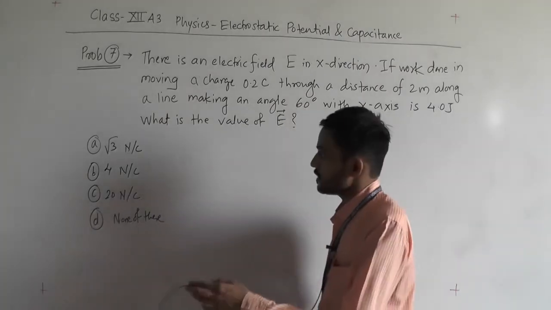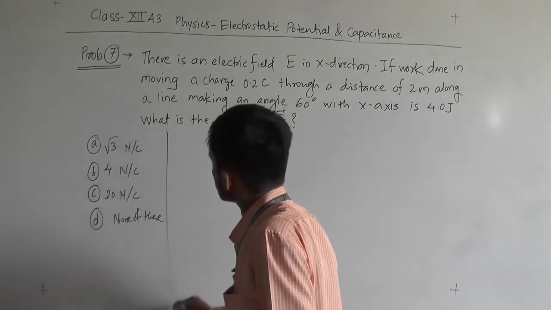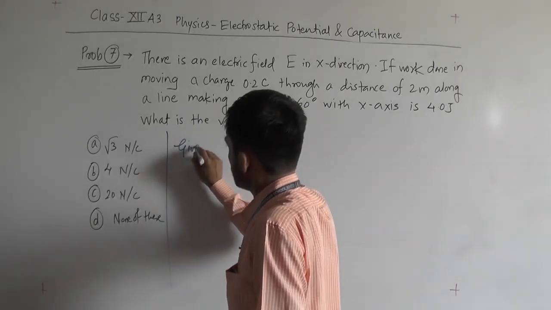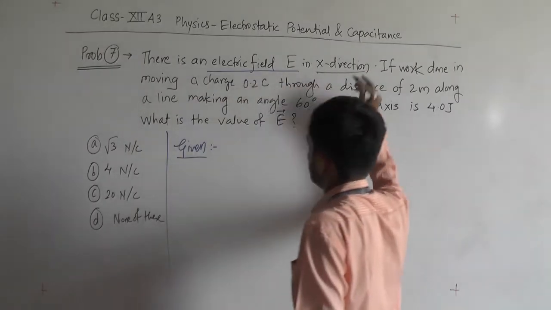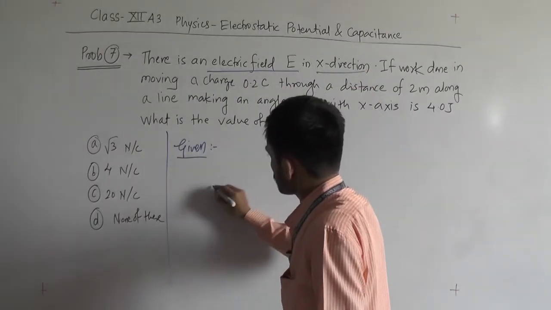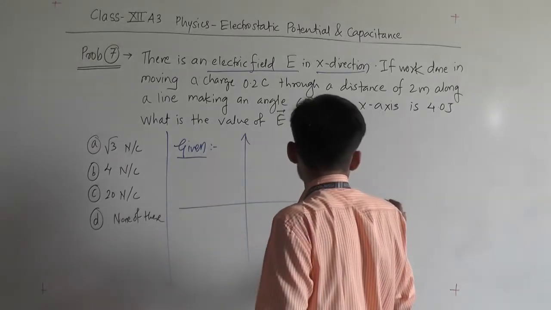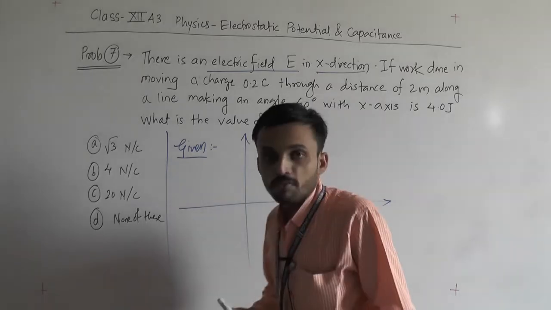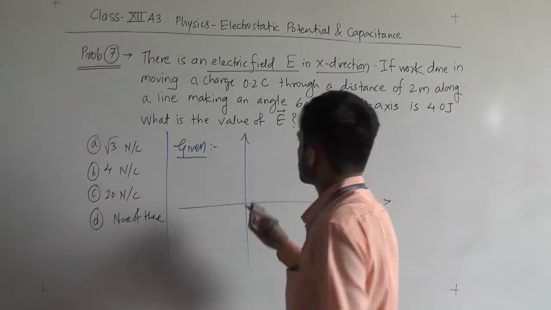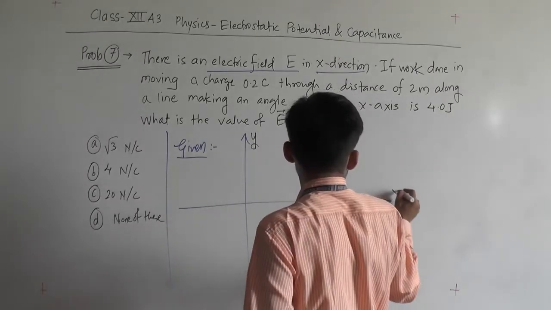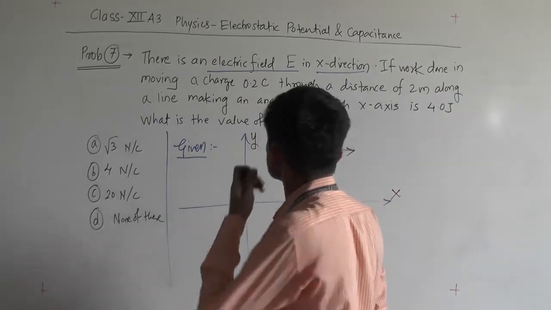So let us first get the idea about what is given. So given, क्या दिया बेटा? There is an electric field E in x direction. Okay. So this is the axis. This is y axis. This is x axis. And electric field is in the x direction.